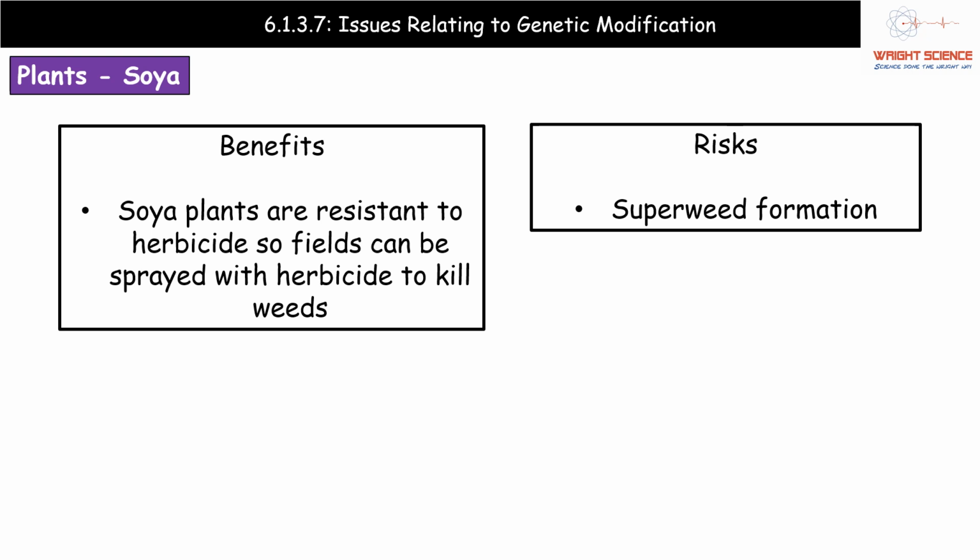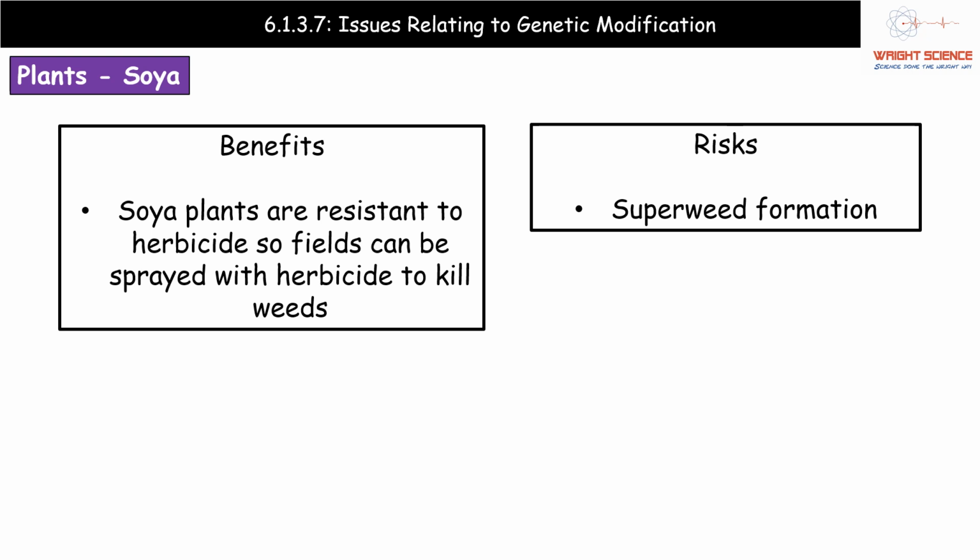Now, this was actually a little bit of controversy when it first came about, because the company that developed these genetically modified soya plants were the same ones that produced the herbicide. So there was a bit of furore about whether it was just something created to profit that company.